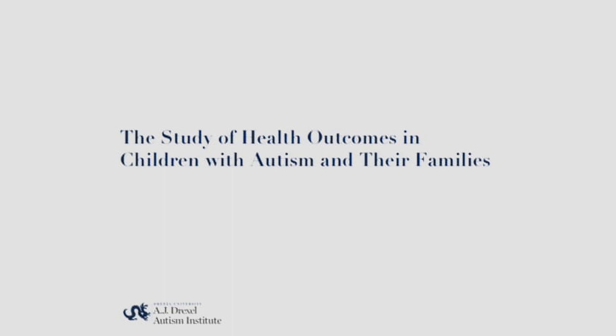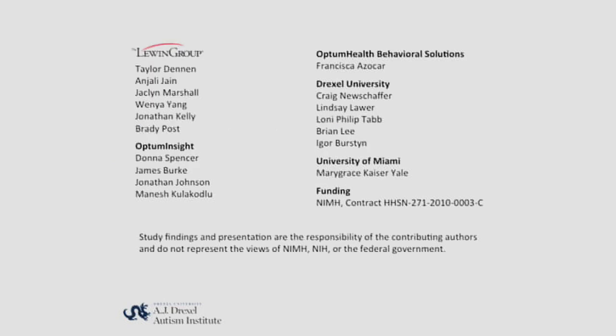Possible way of expanding the use of administrative data on risk factors would be to look towards healthcare claims. So what I'm going to do now is talk a little bit about the study of health outcomes in children with autism and their families. And this was a project that involved a large team of individuals.